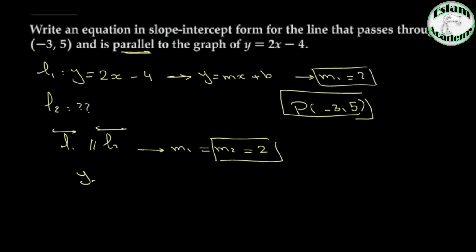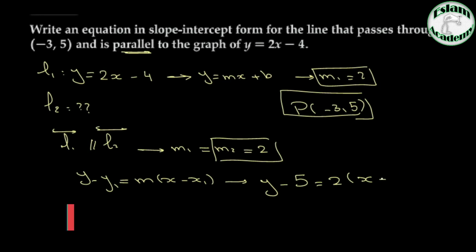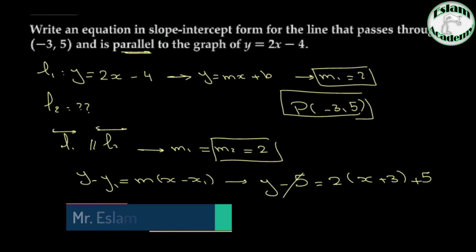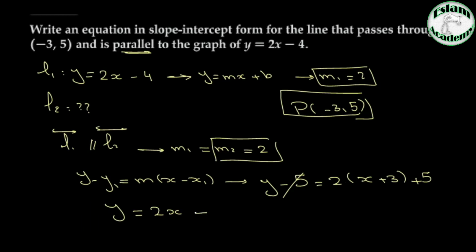So y minus y1 is equal to m times x minus x1. That's the point-slope form. So y minus 5 is equal to 2 times x minus x1, which is -3. To write the equation in slope-intercept form, we solve by adding 5. So y is equal to 2 times x, which is 2x, 2 times 3 equals positive 6, plus 5. So the equation of the second line will be y equals 2x plus 11.